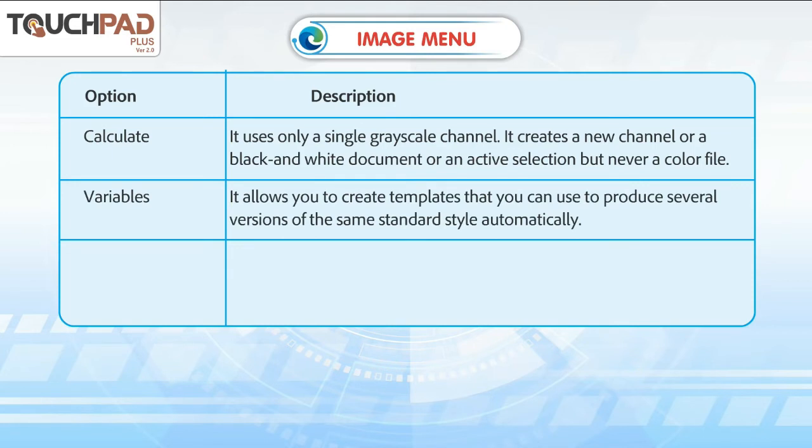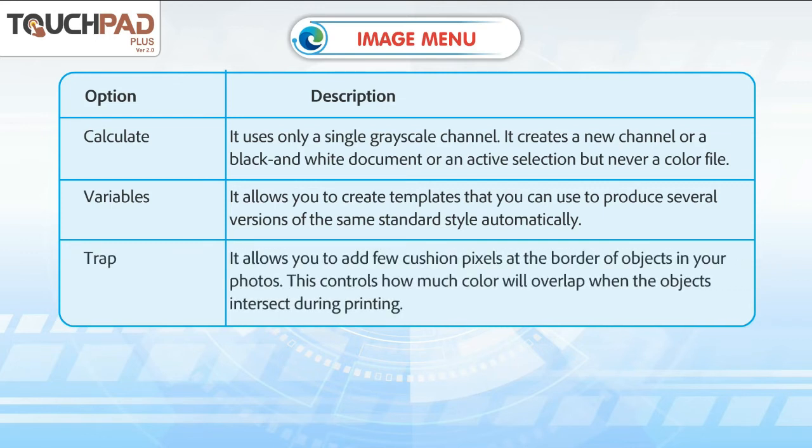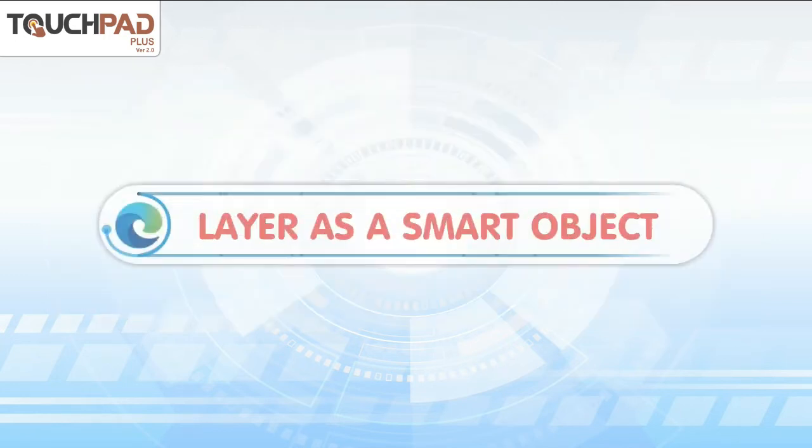Variables. It allows you to create templates that you can use to produce several versions of the same standard style automatically. Trap. It allows you to add a few cushion pixels at the border of objects in your photos. This controls how much color will overlap when the objects intersect during printing.